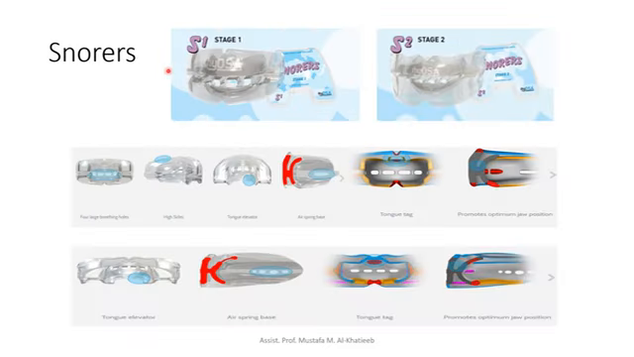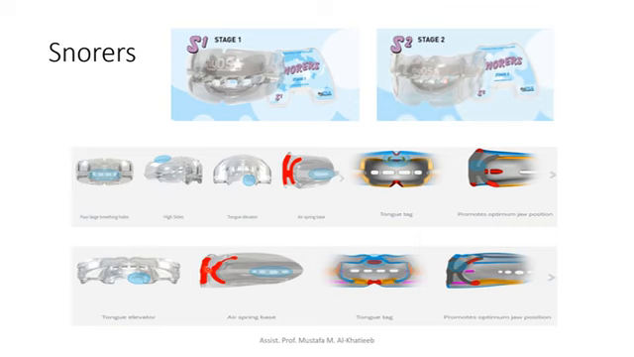The snorers, as we said, there are two types, S1 and S2. It has 4 large breathing holes, high sides, tongue elevators, and an air spring-based tongue tag, and also promotes optimum jaw positioning. This is the S1, while the S2 also has an air spring base, and also the tongue tag and tongue elevators promote optimum jaw positioning. This is the S1 and this is the S2.